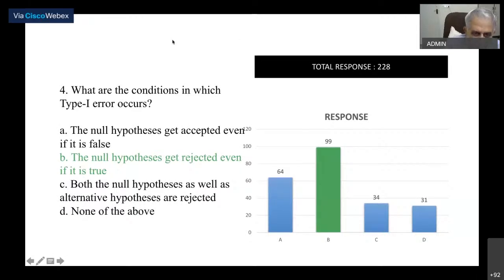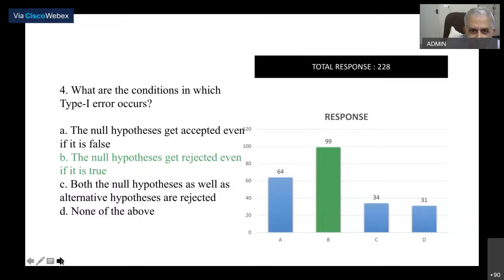I think the answer is wrong for you. The null hypothesis gets rejected even when it's correct. That is the B is the answer. 99 people have got it correct. These types of errors occur because our sample selection is not correct, or there are some issues in our methodology. Then you reject the null hypothesis even when it is true. In other words, your results are not really reflecting what is happening.